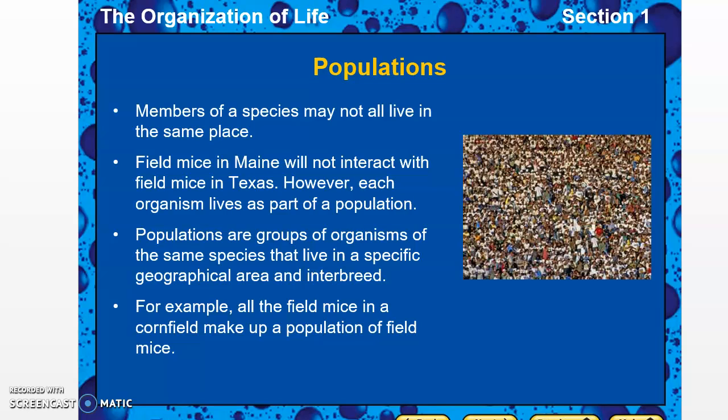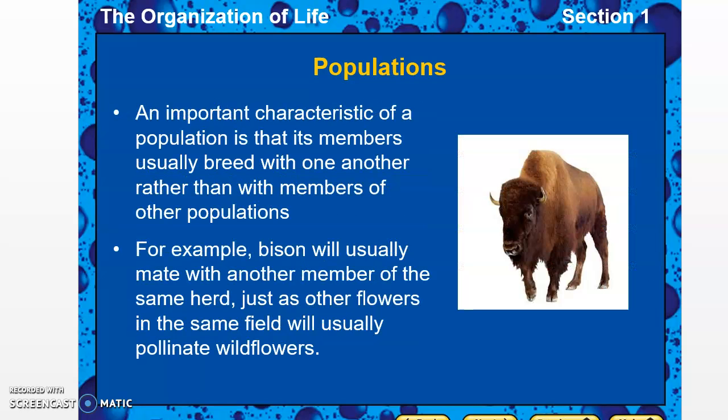Even though they're the same species, they could breed if they were in the same area, but since they're not, they're not really considered part of the same population, because populations involve that geographical area, and the ability to breed because they're in the same area. An important characteristic of a population is that the members of that population typically only breed with one another rather than the members of other populations. So if the animals in one population are together, they're going to breed, but they're not necessarily going to breed with another population of the same species.